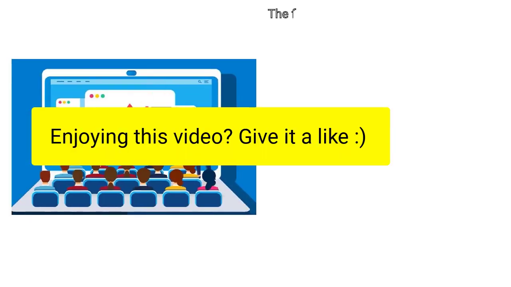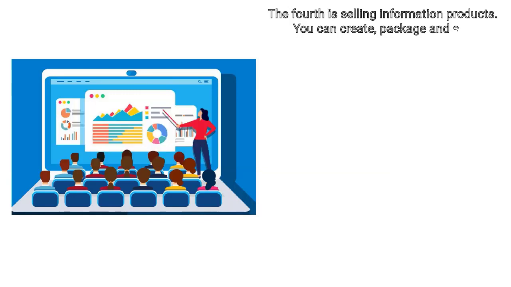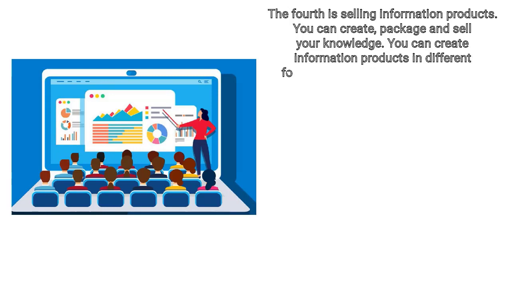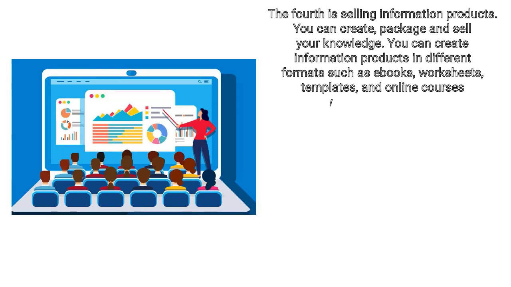The fourth is selling information products. You can create, package, and sell your knowledge. You can create information products in different formats such as ebooks, worksheets, templates, and online courses with a simple website.